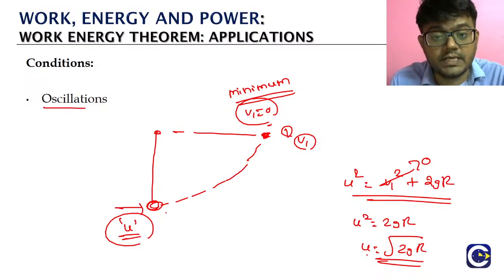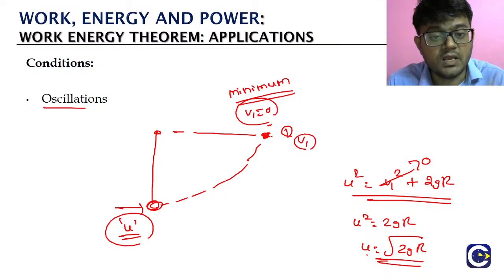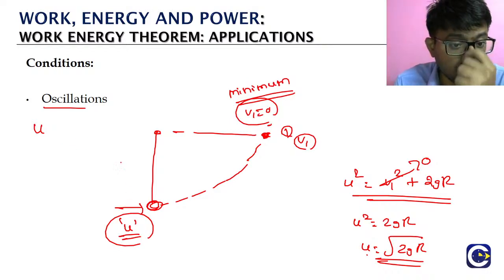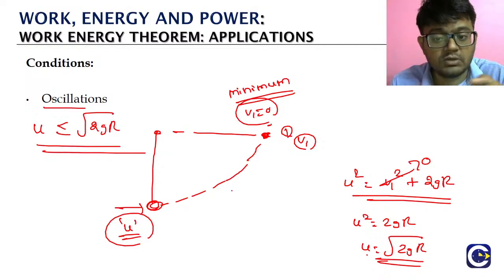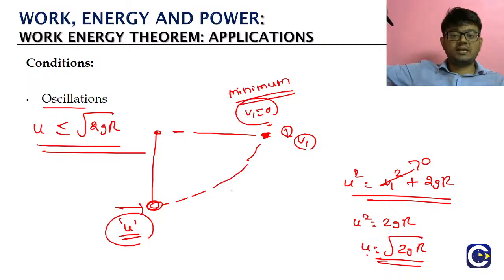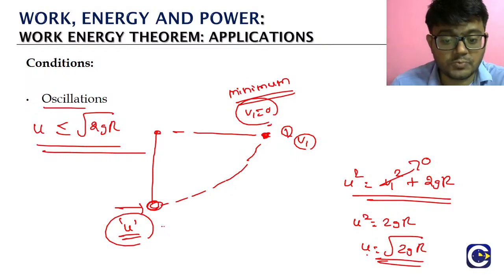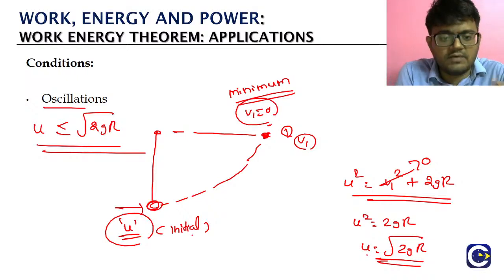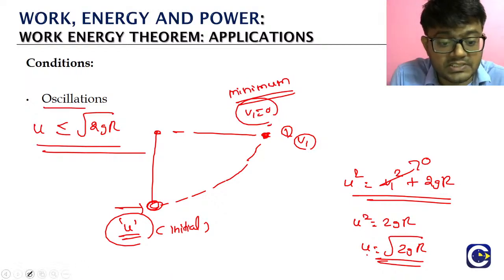What velocity should you give at the bottommost point so that when the object reaches this point 1, the velocity becomes 0? If you give a velocity u at the bottommost point which is less than or equal to root 2gr, with exactly root 2gr it will be able to just reach this horizontal point. The bottommost point we also sometimes call the initial point, the start of the vertical circular motion. If the velocity you are giving at the bottommost point is less than root 2gr, the particle will not be able to reach this horizontal position.